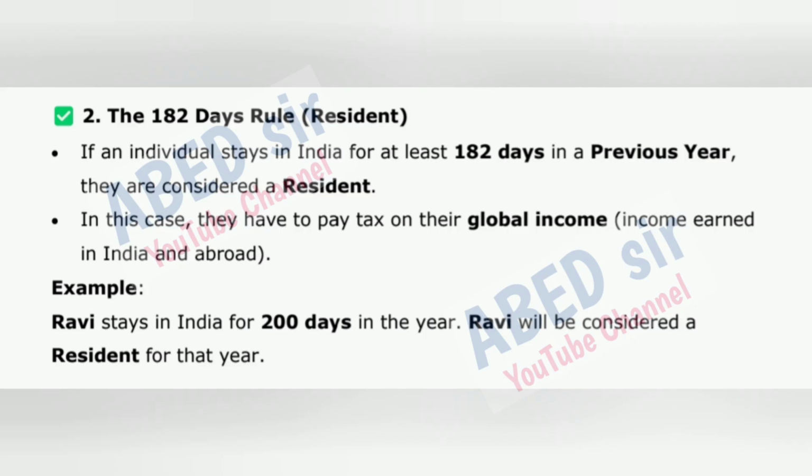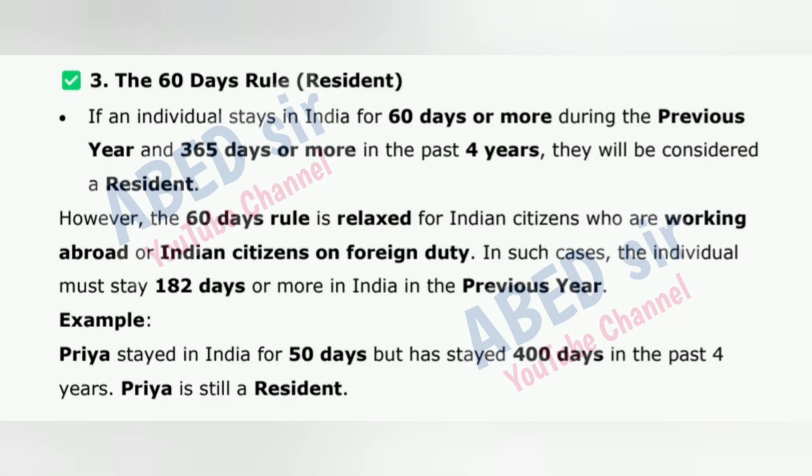Example: Ravi stays in India for 200 days in the year. Ravi will be considered a resident for that year. 3. The 60 days rule, resident. If an individual stays in India for 60 days or more during the previous year and 365 days or more in the past 4 years, they will be considered a resident. However, the 60 days rule is relaxed for Indian citizens who are working abroad or Indian citizens on foreign duty. In such cases, the individual must stay 182 days or more in India in the previous year.